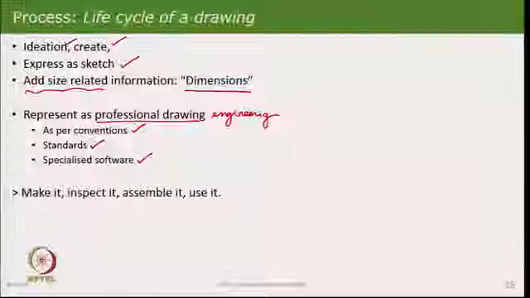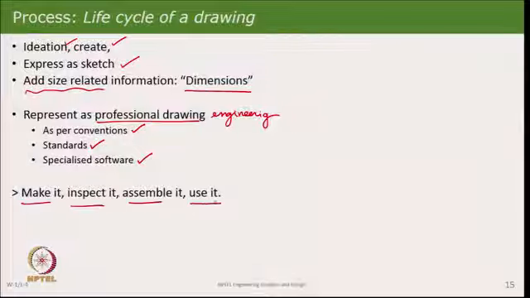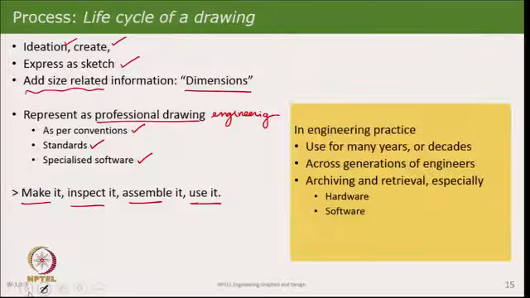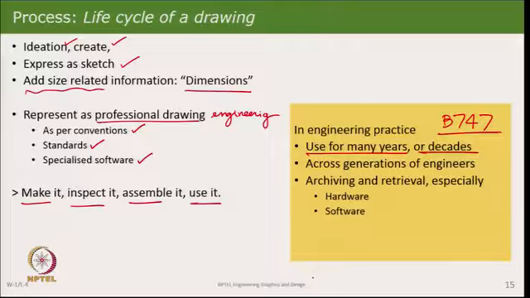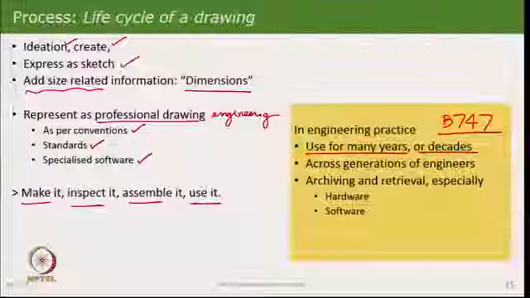After we make a drawing, we make the product, inspect it, assemble it, use it, and like that it goes on. But in engineering, a product that is made is used for many years, maybe even many decades. An excellent example is the first jumbo jet, which stopped manufacturing last year. The first plane was designed in the early 1960s.